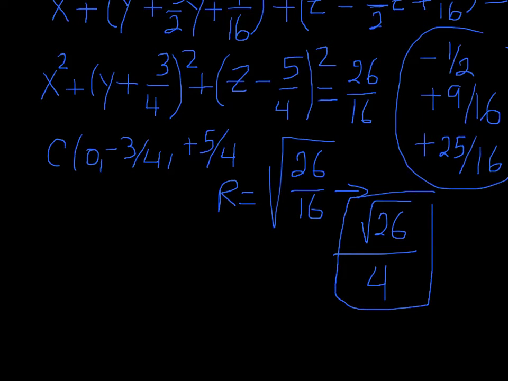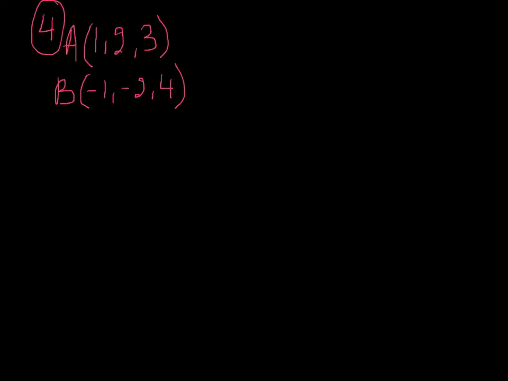Next, we're going to go to number 4. This AB is the diameter of the sphere. To find the center of the sphere, you do the midpoint. Add the x's, divide by 2. 1 minus 1 divided by 2 is 0. Add the y's, 2 minus 2 divided by 2 is 0. 3 plus 4 is 7 divided by 2 is 7 over 2. That's the center, the midpoint.